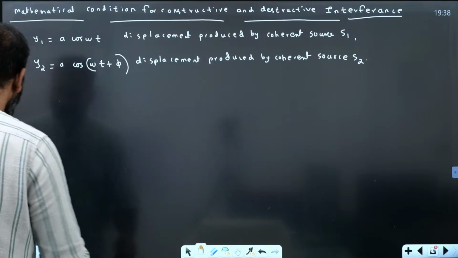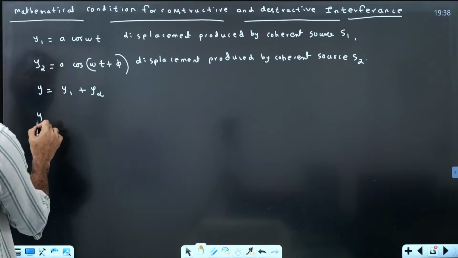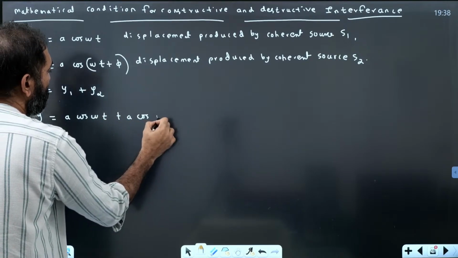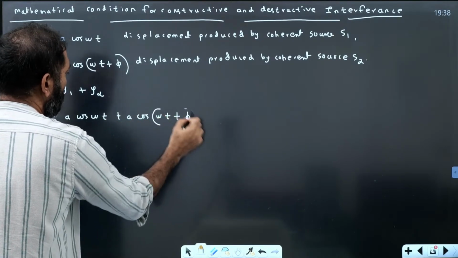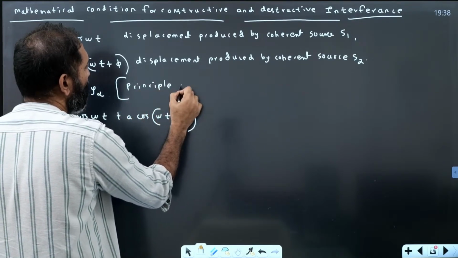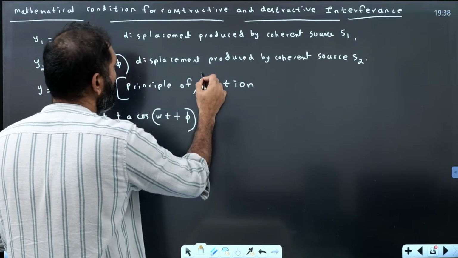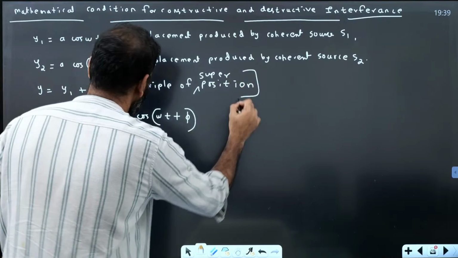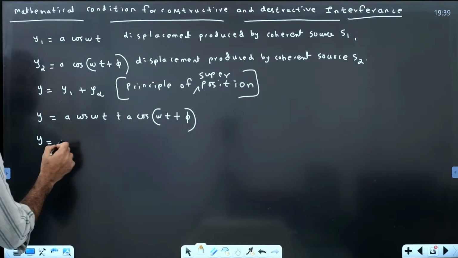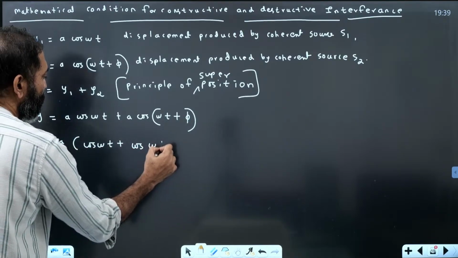So what will be the total displacement? y is equal to y1 plus y2. So total displacement y is equal to a cos omega t plus a cos omega t plus phi. Why am I doing so? Because of the principle of superposition. So a is taken outside: y equals a into cos omega t plus cos omega t plus phi.